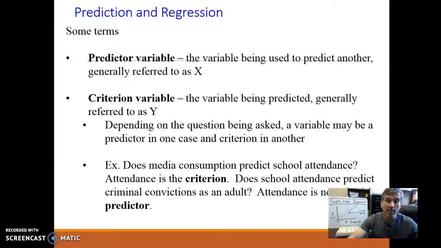So for example, you might ask, does media consumption predict school attendance? Well, in this case, you're going to measure media consumption. You're going to use it to predict school attendance, so attendance would be your y variable or your criterion. Then you might come back and follow up on another question. Does school attendance predict criminal convictions as an adult? Now, attendance is the predictor. It's the one that you expect to know and you're going to use to make predictions on that second variable, which is now criminal convictions. Criminal convictions is now your criterion. So exact same variable, but based on what you expect to know and what you are trying to predict, it can play either role in our regression framework.